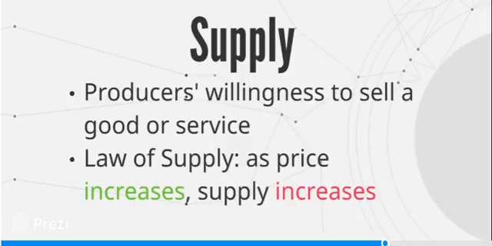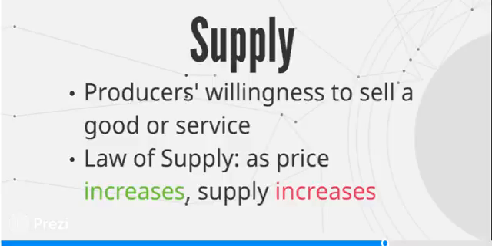The law of supply is the opposite of the law of demand. As price increases, supply increases. The more money that I am getting per product, I'm willing to sell more of them. So let's say that you sell, I don't know, toothbrushes, and you originally charged $3 per toothbrush. You might be willing to sell 50 toothbrushes at that cost, making you $150.